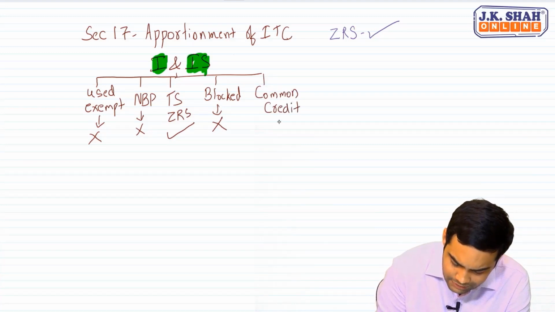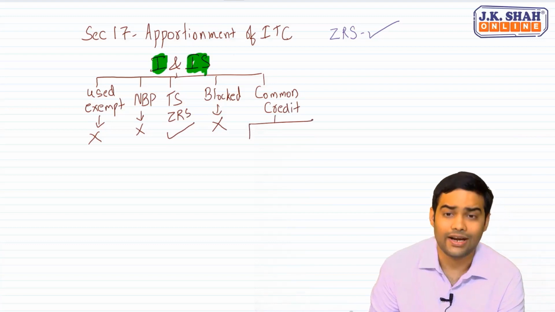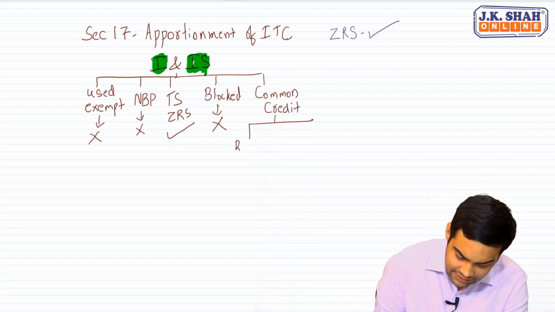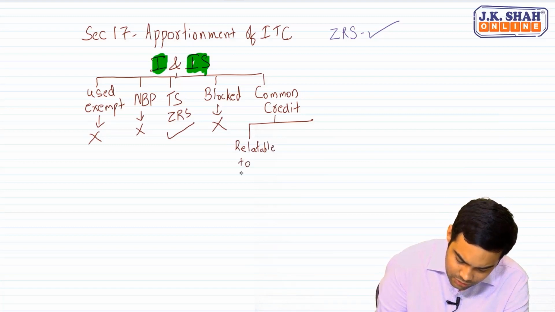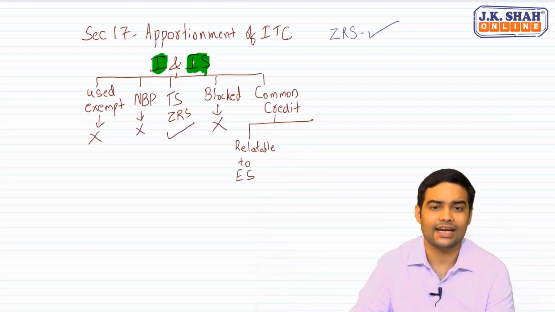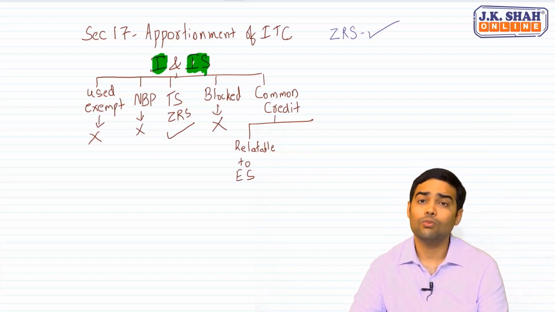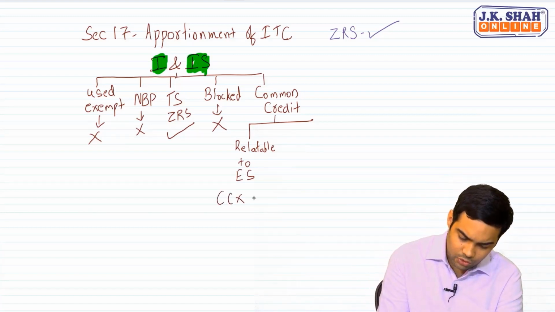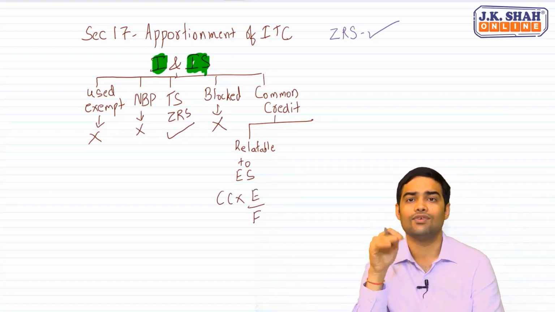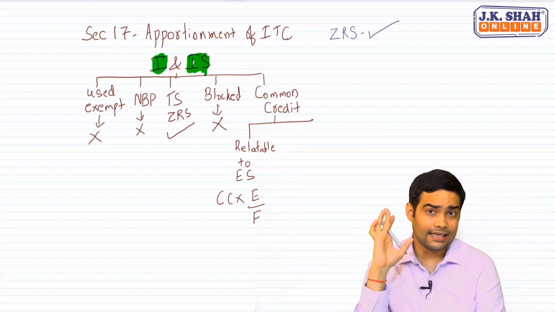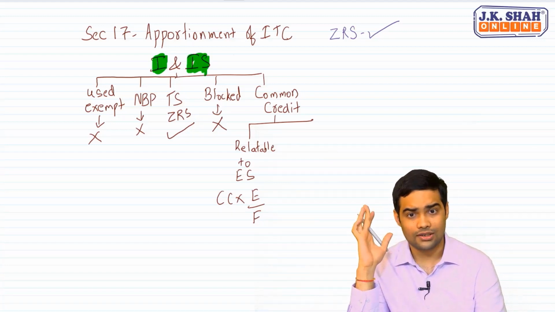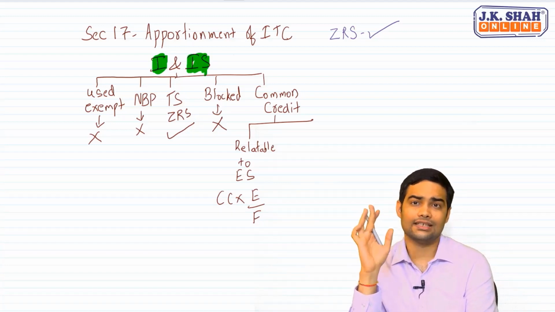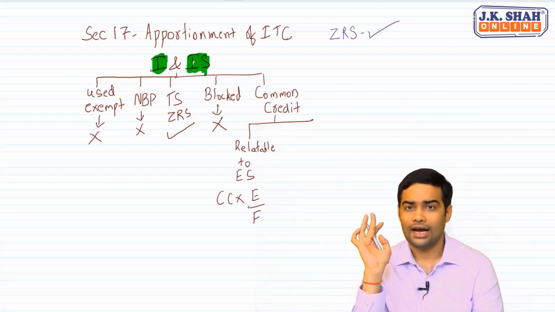Now this common credit, first we have to find out how much is relatable to exempt supply. So whatever is relatable to exempt supply, you will not get ITC. How do you find out how much is relatable to exempt supply? Simple. Common credit into E by F. E is exempt turnover, F is total turnover. In such cases, to that extent, ITC will not be available.